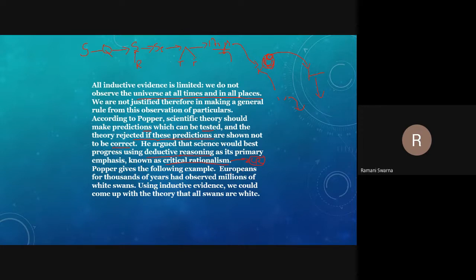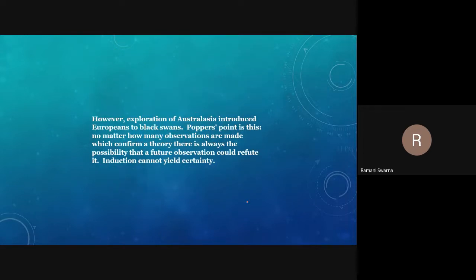So Popper gives an example. Europeans for thousands of years had observed millions of white swans. And using the inductive evidence, they said that all swans are white in color. However, when individuals went to Australasian countries, they said that no, there are black swans also. So what happened? The earlier claim was completely refuted, and you said, okay, we do not know what the future is all about, until the black swans were discovered.